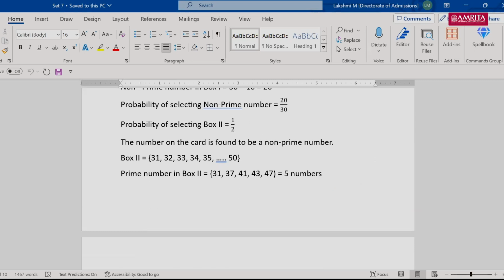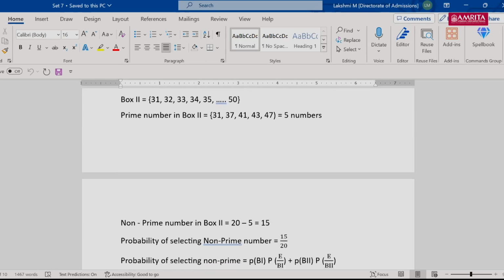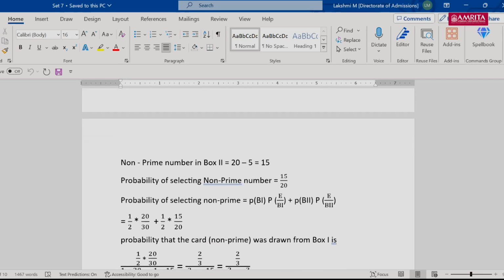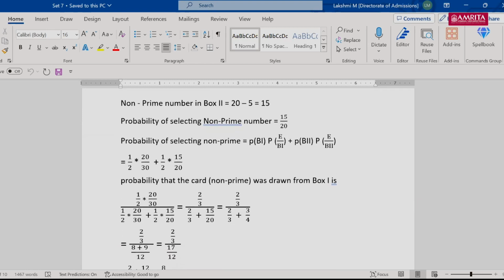So it is 1 by 2, right? Now coming to the non-prime, when it comes to box 2, because you want to find the total, right? So when it comes to box 2, what will it be? 31, 32, 33, up to 50. So here, when it comes to the prime, it will be 31, 37, 41, 43, 47. So there are 5 primes. So you have to find the non-prime. So you could just subtract it and you'll get the non-prime. So the probability of selecting the non-prime, second case, is 15 by 20.